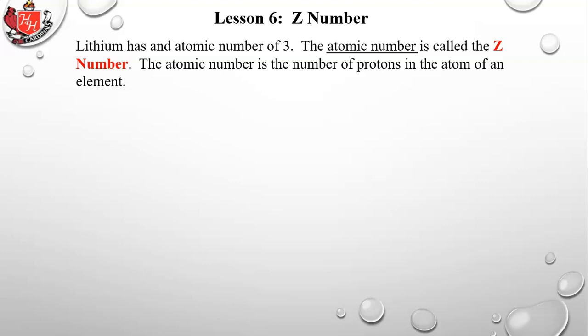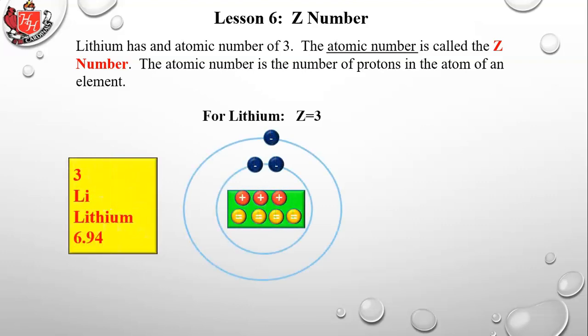Okay, Z number. Lithium has an atomic number of 3. The atomic number, as we talked about earlier, is called the Z number. The atomic number is the number of protons in the atom of an element. So there is a lithium atom, and it has 3 protons. Its Z number is 3.